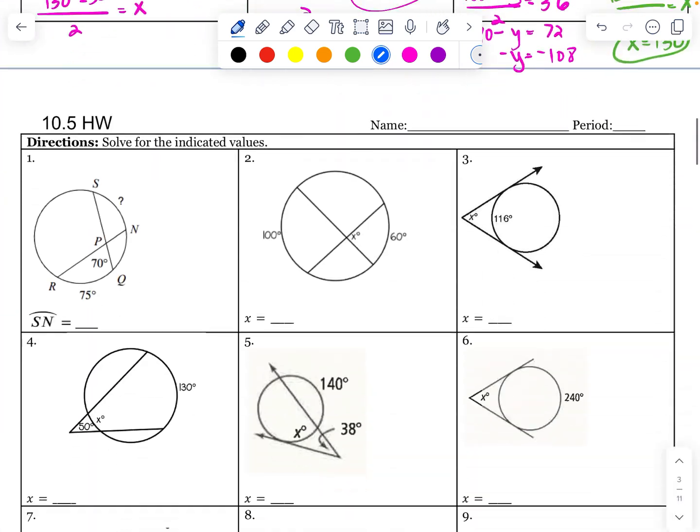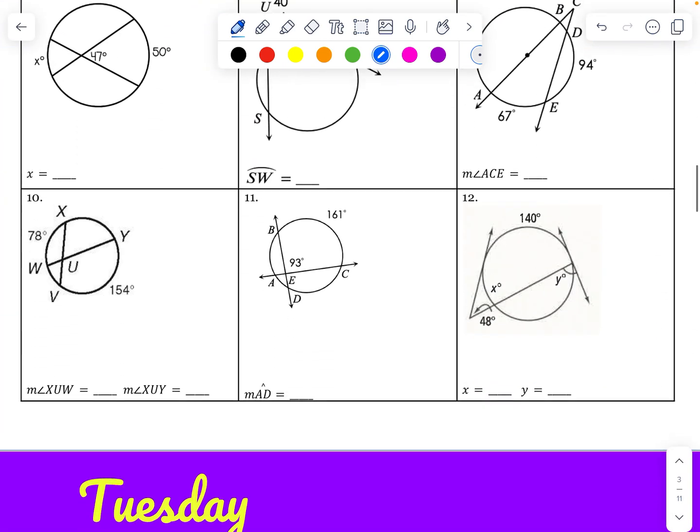Your homework, 12 problems, little combos of all of these.